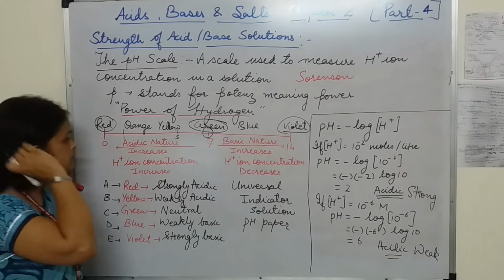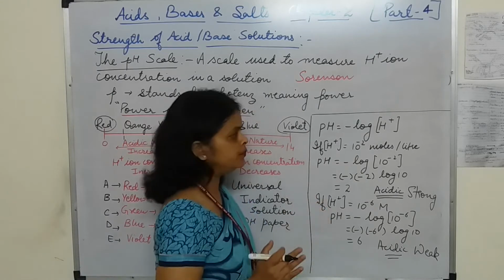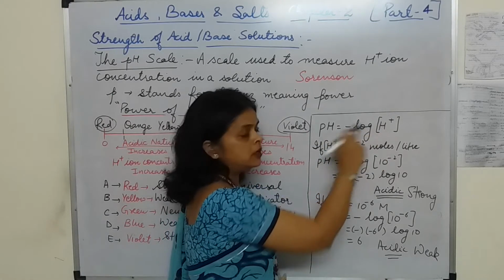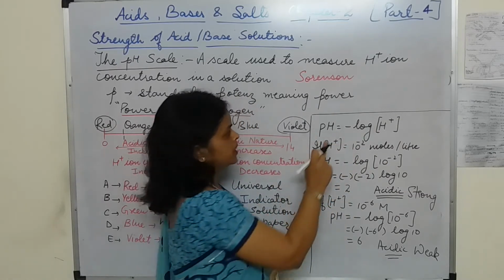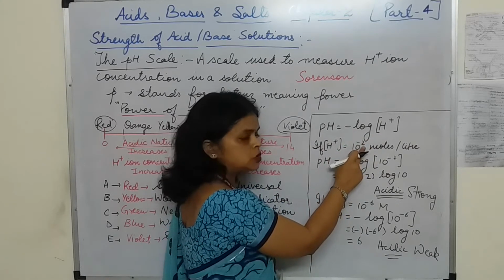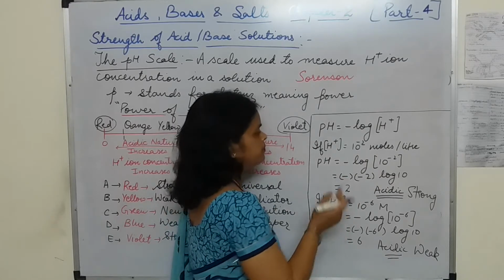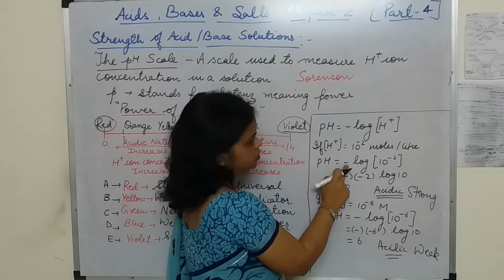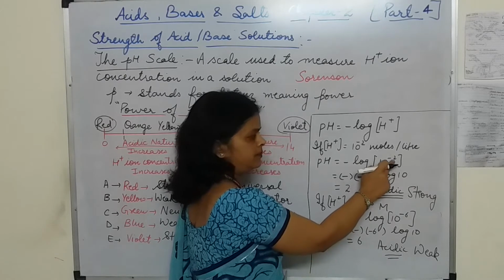Now, though this part is not in our syllabus, I would like to discuss it with you. pH is equal to minus logarithm of hydrogen ion concentration. Now, let's see one question on this. If the hydrogen ion concentration is 10 to the power minus 2 moles per liter, or you can use the unit M, molarity, you place this value in the formula: pH equals minus log of 10 to the power minus 2.